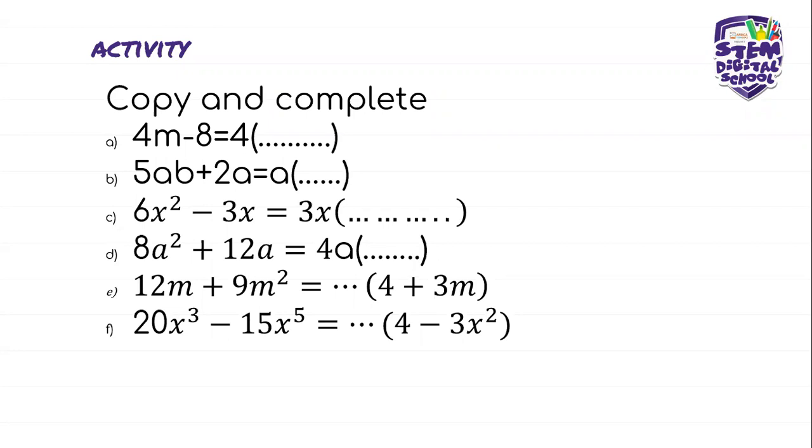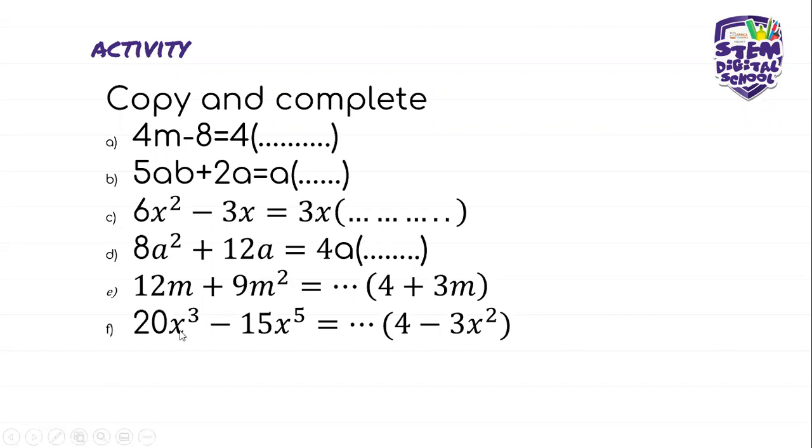The last one, F, before we can carry on, it's as follows. We've got 20x cubed minus 15x to the power 4. You may get something like this in the exam or in the test, where you've got 4 minus 3x squared, and then you need to tell us what the common factor is there.